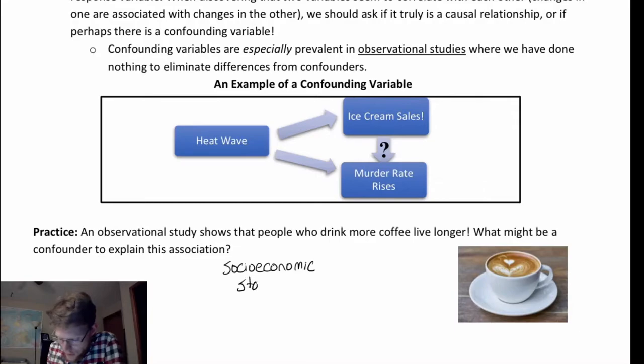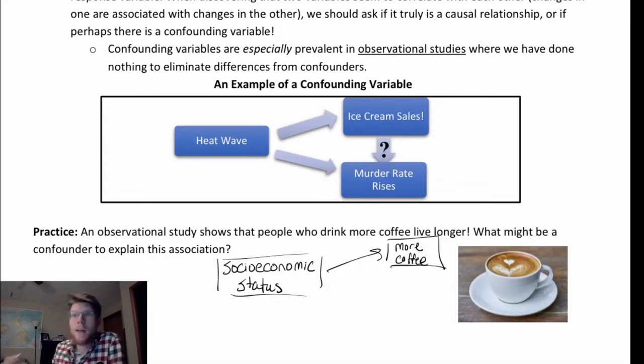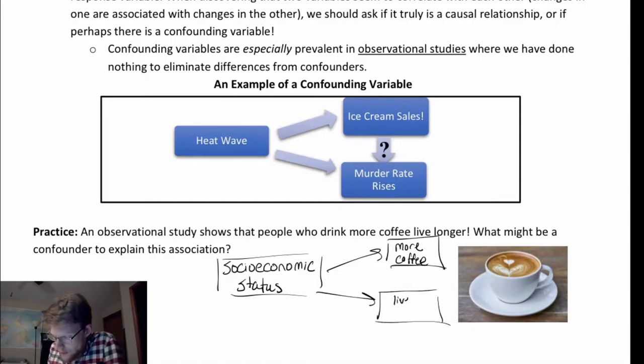So I'm going to postulate that socioeconomic status might be related here to more coffee. It puts you in an environment, a workplace, or an economic situation where you're more likely to drink coffee. And I think it also might be related to the fact that you might be living longer. Perhaps I want to add healthcare in here as almost like a mediating variable, like socioeconomic status leads to better healthcare, which leads to longer lifespan, something like that. But I think this is one possible confounder in this study.